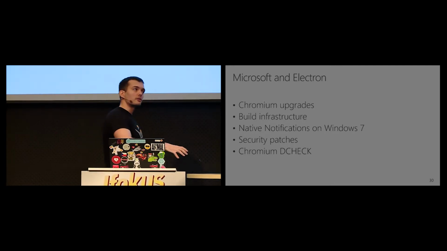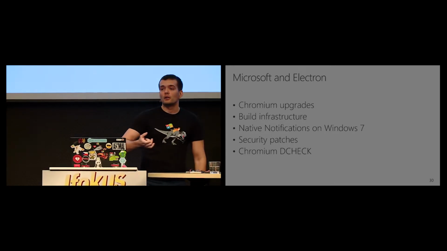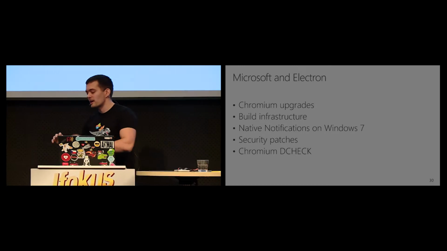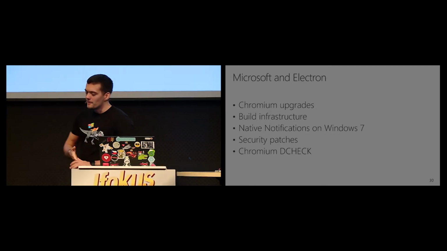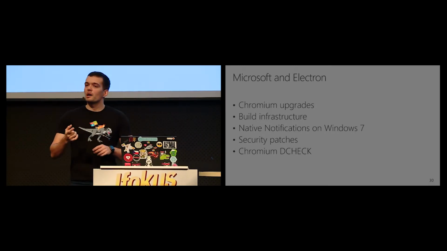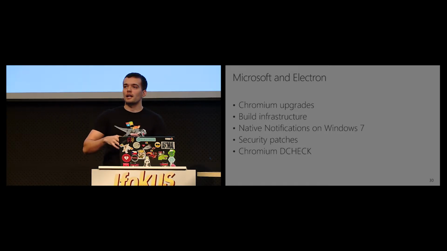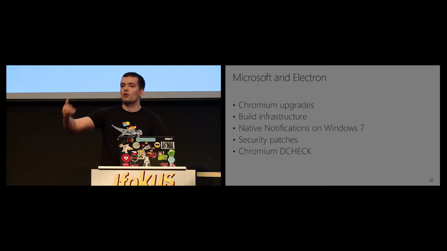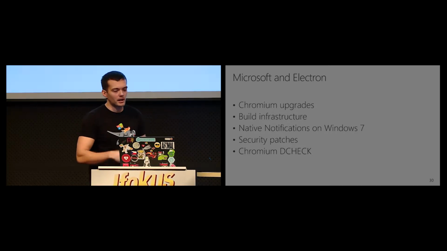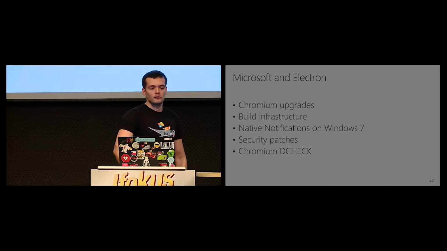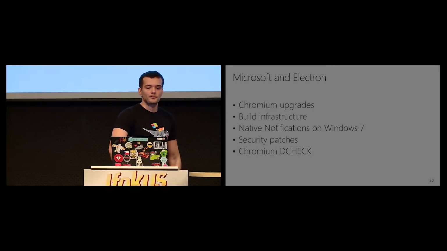We did a lot of security patches. And then we also did Chromium DCHECKs, which is more of a geeky thing, but it's also very helpful, because the debug mode of Chromium has DCHECKs. These are checking, asserting if you're doing the correct API calls from, let's say, different threads. And we found out a lot of problems there that actually managed to fix Electron crashes.